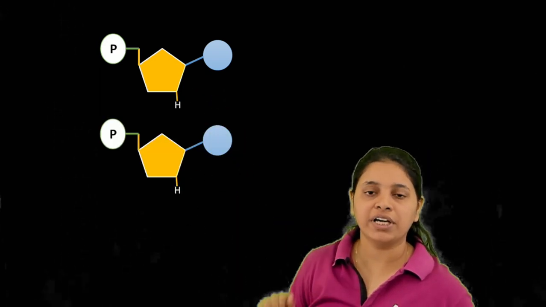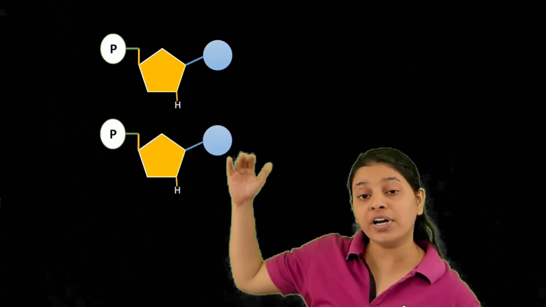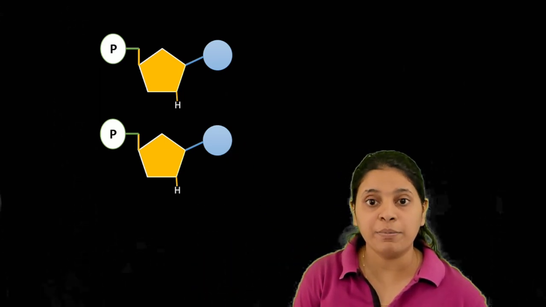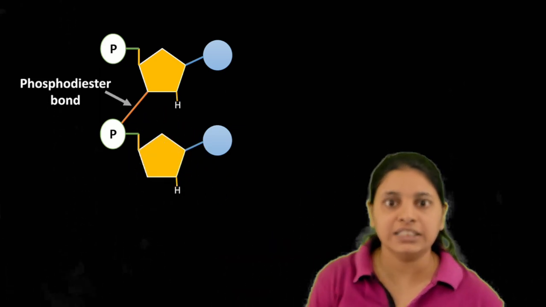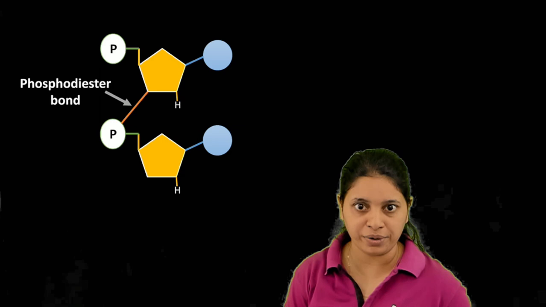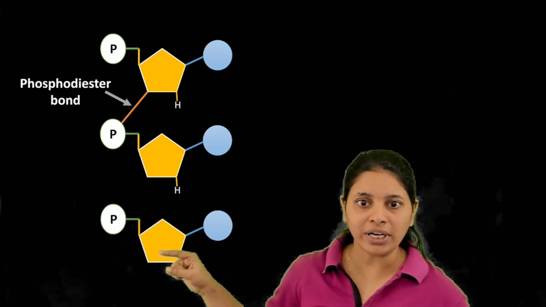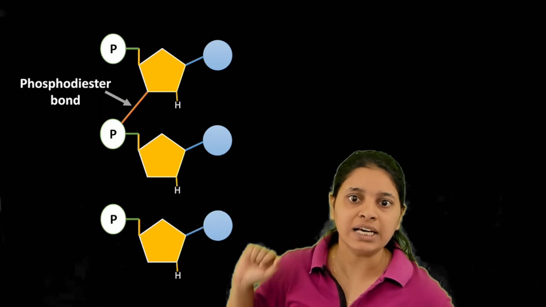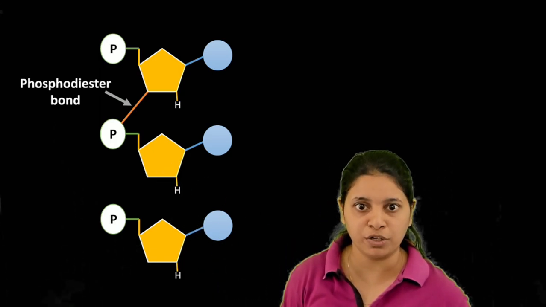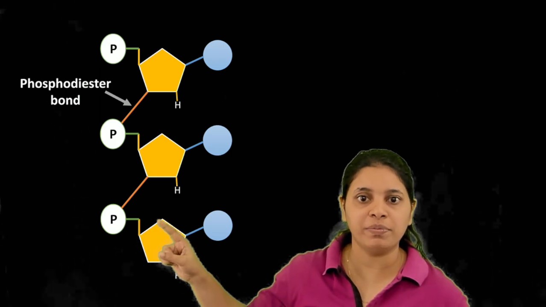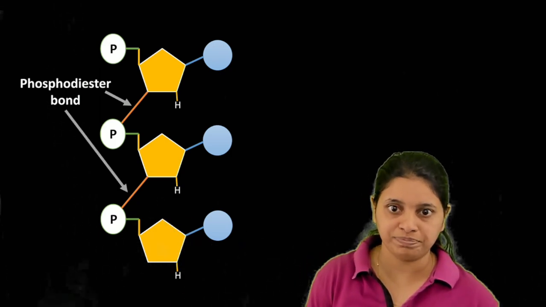So here we have taken two nucleotides. Now these are free nucleotides. We have to join them so that we can form the strands of DNA. The bond which helps to join the adjacent nucleotides is a phosphodiester bond. Next, let's take one more nucleotide. We can join this free nucleotide to this dinucleotide which is already produced over here. So again, the bond which connects them will be a phosphodiester bond.